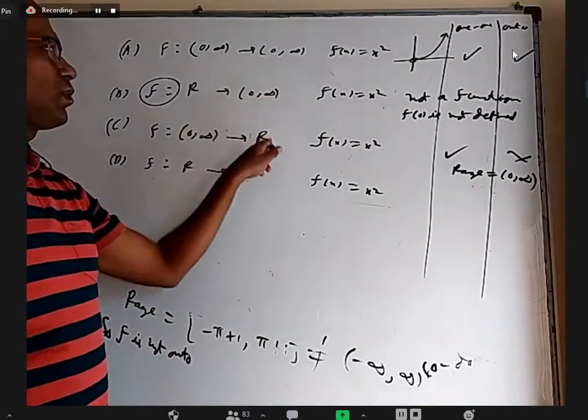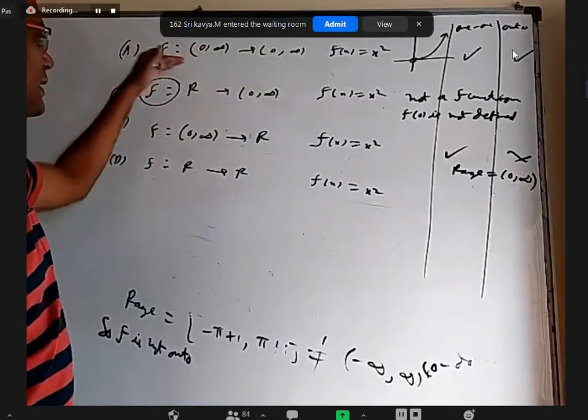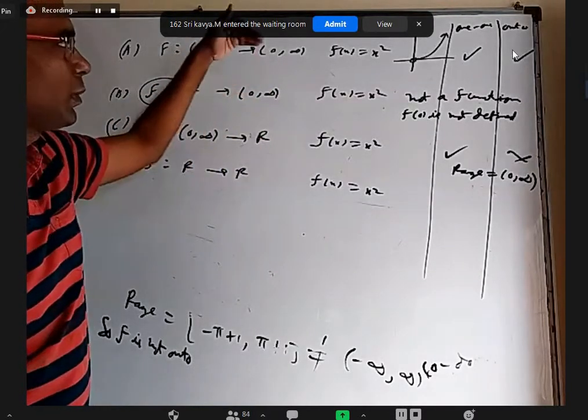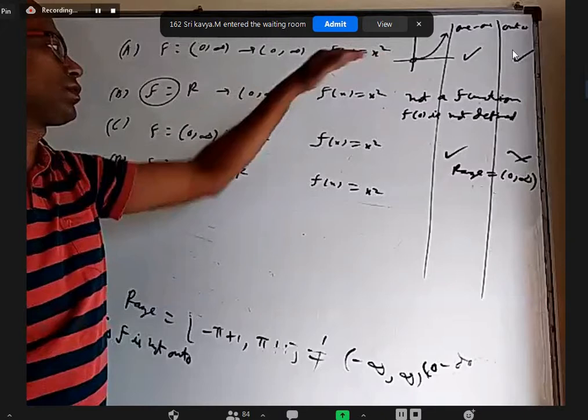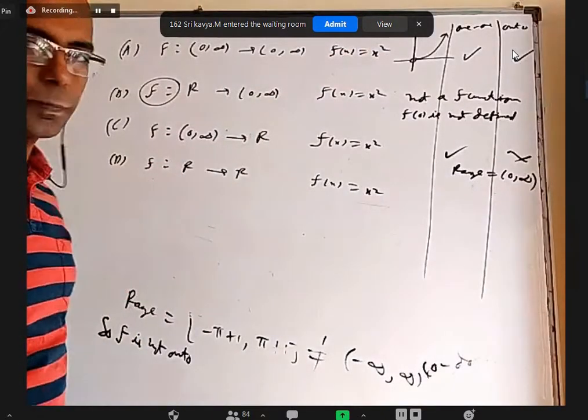Okay. This and this are almost the same. The domain is the same, the codomain is changed. In the earlier one, codomain and range are kept the same, that's why it is onto. Here it is different, that's why it is not onto.